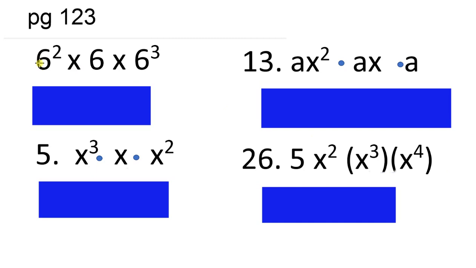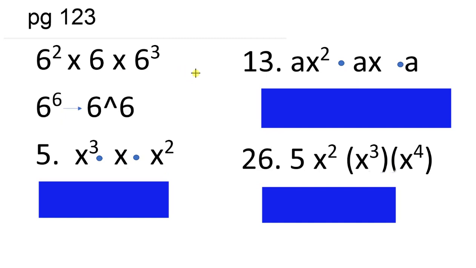The 6 is your numeral coefficient. So it doesn't want you to actually multiply 6 times 6 times 6. It just wants you to add up the powers. And the thing to remember is anytime you have a number or a letter that's by itself, such as this 6, this A, or this X, always add a 1. Okay, so this one would look like this. It would have been 6 to the 6th power.